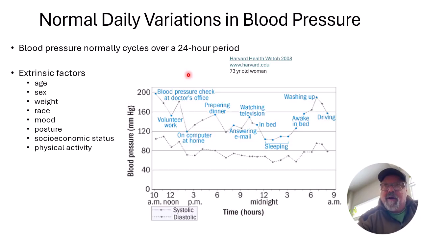There are, however, a number of risk factors or extrinsic factors that can ultimately lead to higher blood pressure. These are things like age, your sex. So, for example, males are more likely to have higher blood pressures than females. Your weight, so your blood pressure goes up as your weight increases. Your race, and this is true, certain races also have higher blood pressures than others. Your mood, your posture, things like socioeconomic status, which leads back to stresses and effects on your lifestyle, in addition to your normal physical activity levels. All of these things can impact where your blood pressure will set and how it will evolve over the course of your lifetime.